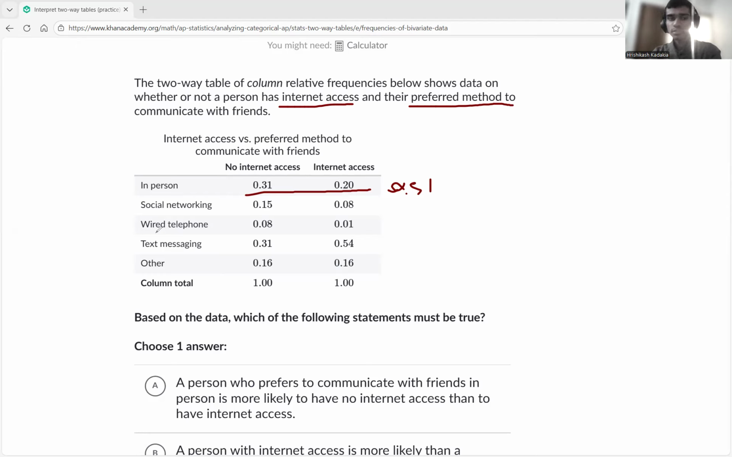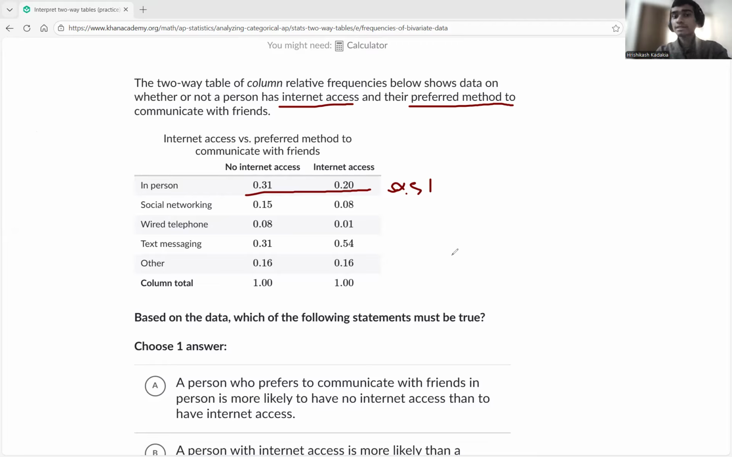Preferred method is just these five ones. And then they're just saying which of the following statements must be true. So we just study through the methods. Now here, based on this method, if we try to make a logical conclusion, we could say the percentage of people. So basically, if you have internet access, then you're more likely to prefer text messaging than someone with no internet access. Okay, that's a conclusion we can make.